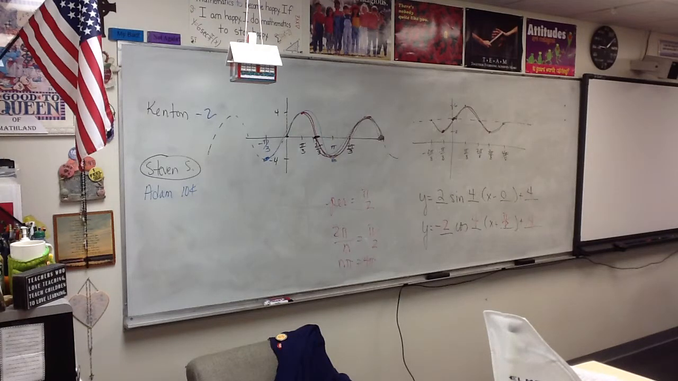What is it out of? 23. Stephen did really well. Stephen always does really well. Stephen, what'd you get? Like a 28? No. Yeah, I know. Isn't it out of 22? It's out of 22. Stephen got one.